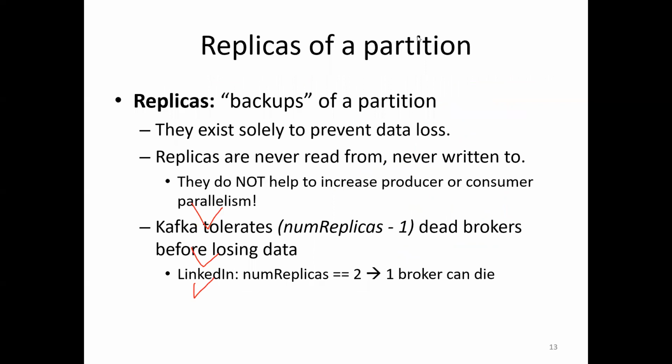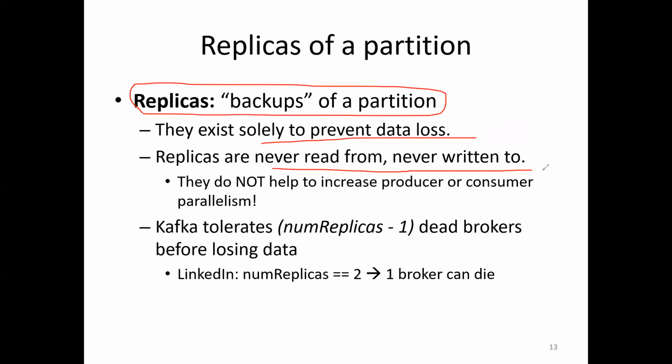And I'm continuing to write it here in the beginning. So replicas, I have already told you about these. Whenever a partition goes to a node, it is replicated on the other nodes. The purpose is to prevent data loss. Replicas, you don't touch; you just touch the main data. But if the node with the main data goes down, then you need to use the replicas. So they have nothing to do with parallelism. They are just dormant. That's the thing. Kafka tolerates number of replicas minus one dead brokers before losing the data.